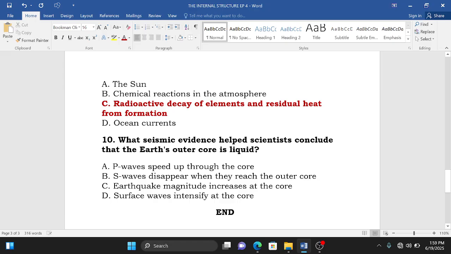A, P waves speed up through the core. B, S waves disappear when they reach the outer core. C, the earthquake magnitude increases at the core. D, the surface waves intensify at the core. So the correct answer is B, S waves disappear when they reach the outer core.